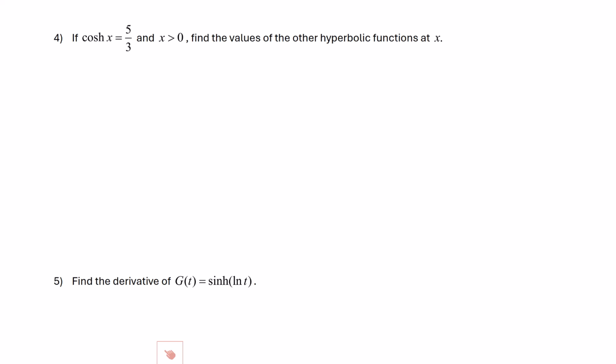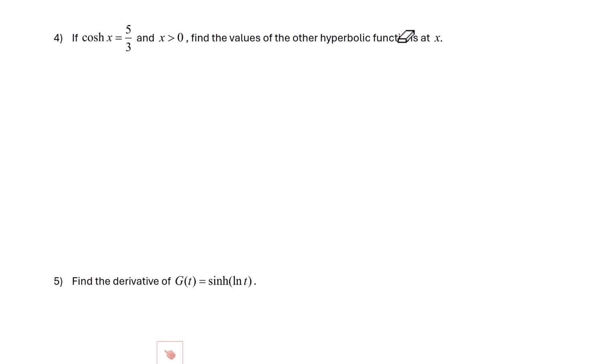We know that cosine hyperbolic of x equals 5/3, and we're going to use that as our building block. And we're told that x is positive, so we'll keep that in mind as well. Now, when being asked to find the other hyperbolic functions, we're talking about sinh, tanh, cosecant hyperbolic, all those other ones we have defined above, and this information should be enough to do that.